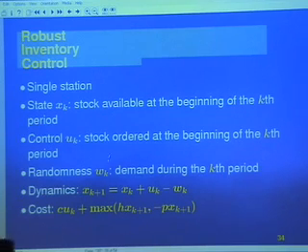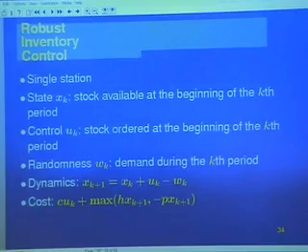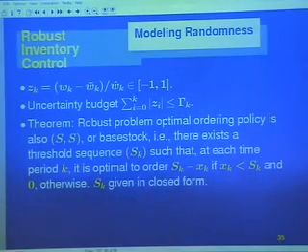The control, uk, is the stock ordered at the beginning of the k period. Randomness is the demand, which is typically modeled in a dynamic programming sense as a random variable. This is the key uncertainty. The dynamics are that the new state is the old inventory plus what you ordered minus the demand, and the cost is the ordering cost plus some convex nice cost. Right? So that's the typical model. I hope I didn't go too quickly, but this is a well-known, easily understood dynamic programming problem. And there are nice results about it that I will illustrate.